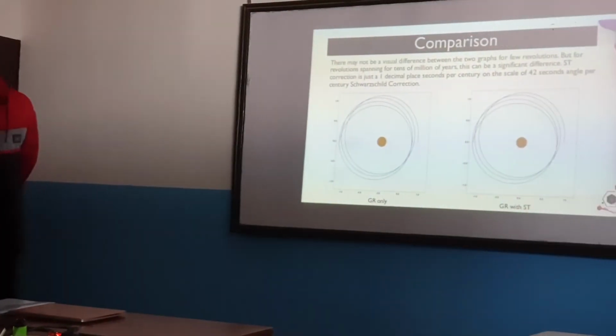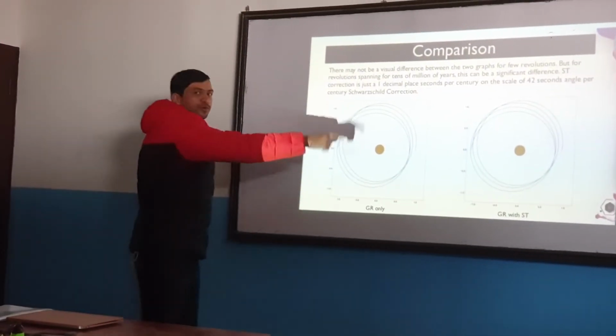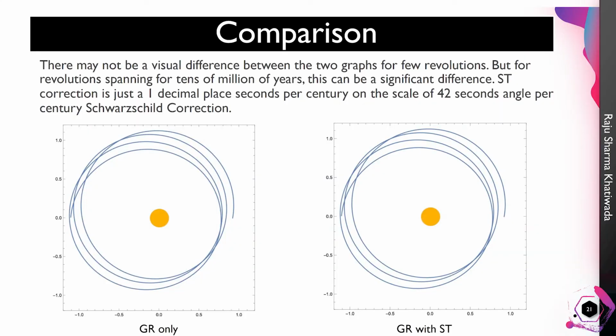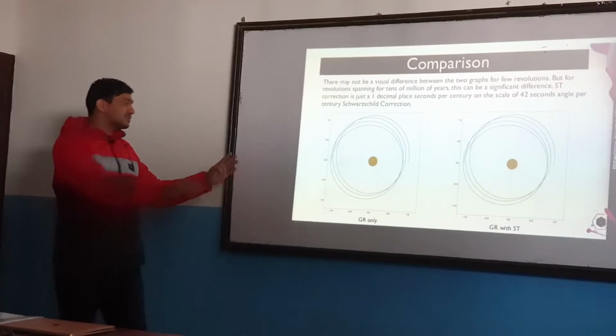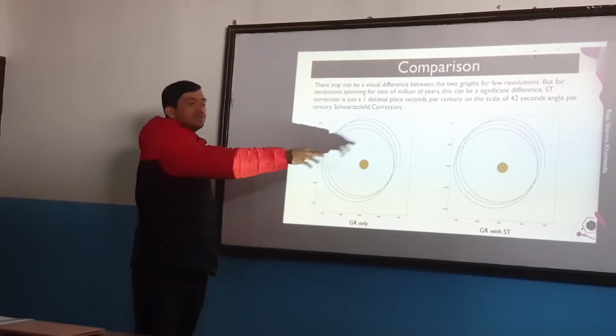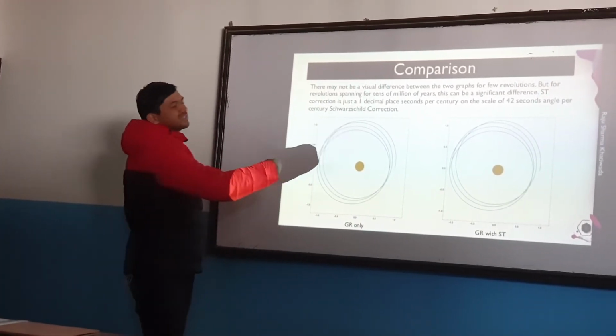Now this is the comparison. So this is only for a few revolutions, right? But we are talking about revolutions for a century, for even tens of millions of years, right? But this is only the simulation. This is done using Mathematica. But we do not see a significant difference.